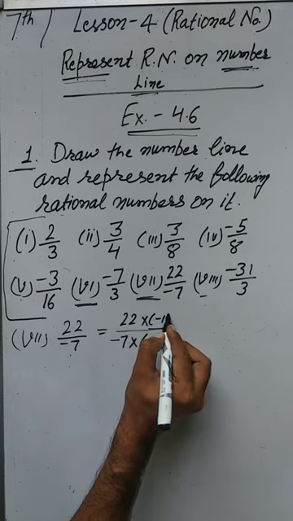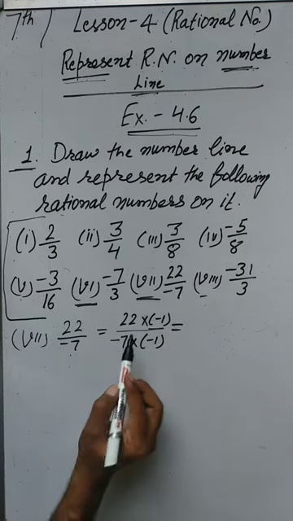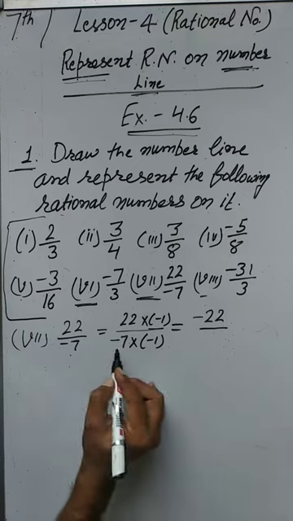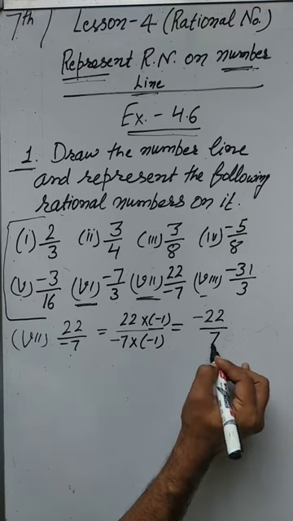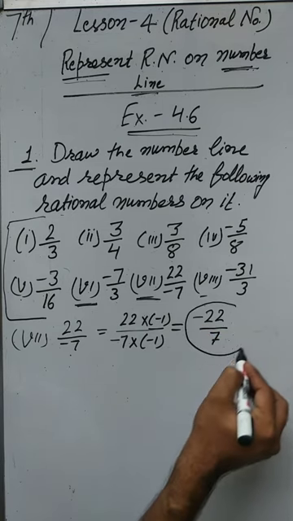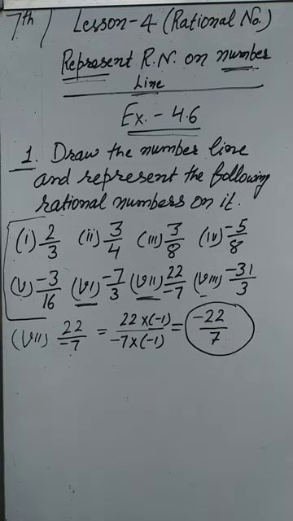22 multiplied by minus 1 is minus 22, and minus 7 multiplied by minus 1 is plus 7. Now it is changed into minus 22 upon 7. Now we have to represent minus 22 upon 7 on the number line. Clear beta?